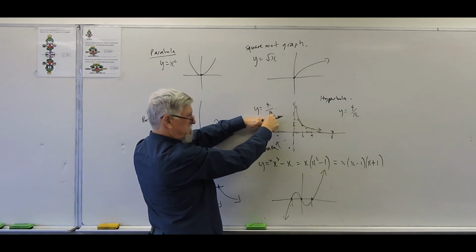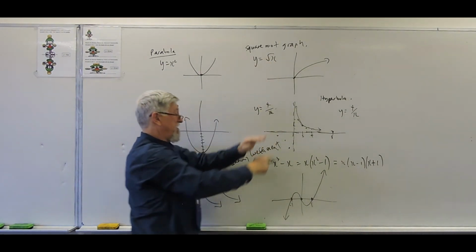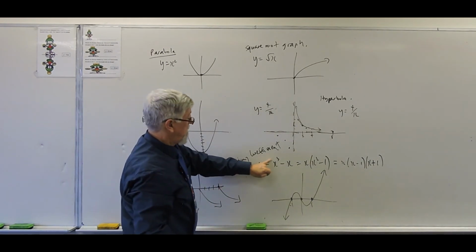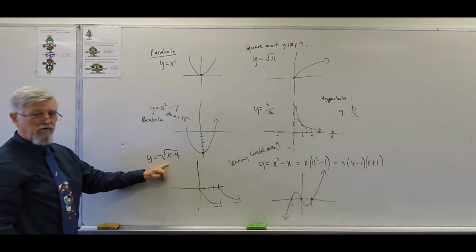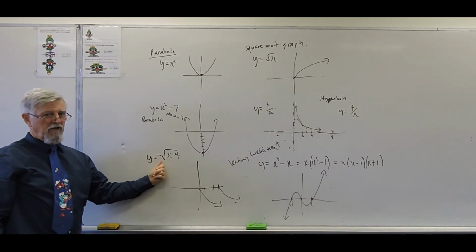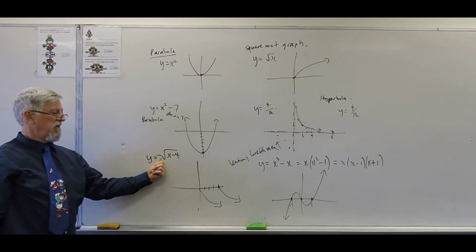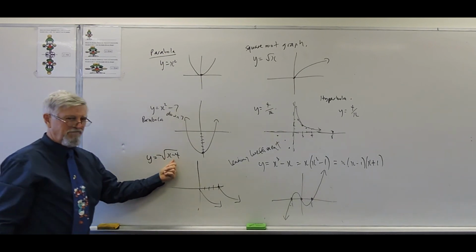The over x makes it a hyperbola. The square root makes it a square root. The cube makes it a cubic. And this one here is also a square root. But what's an upside down square root? That's been moved forward to the right, not to the left. Enough said.